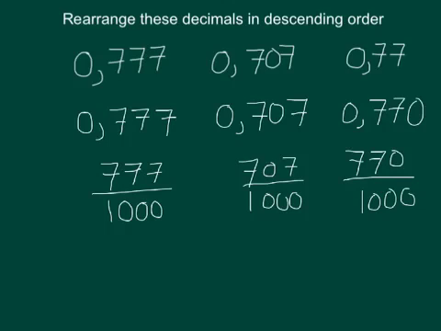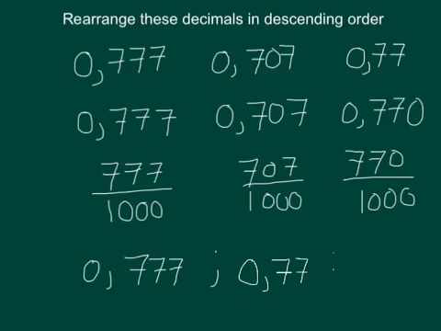So hopefully it should be fairly straightforward from here to see. In this descending order, the biggest one is going to be the 777, so we just need to write that 0,777. Then the next biggest number is 770 over 1,000, and that was just 0,77, so we must write what the original decimal was, 0,77, and that just leaves us with the 707 over 1,000, which we just write as 0,707, and we're done.